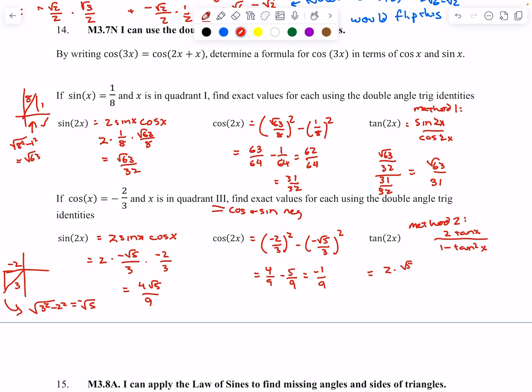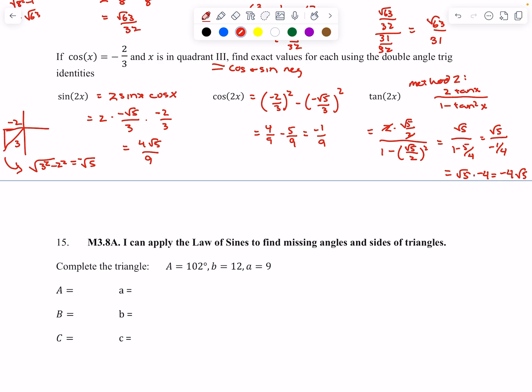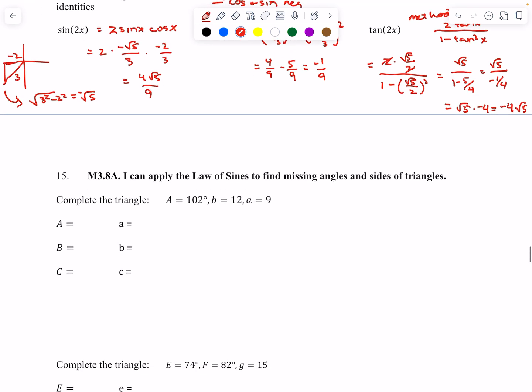Notice if you just do it sine over cosine, you end up with the 9s canceling. But you have to have found sine and cosine first. Alright, let's look at this.